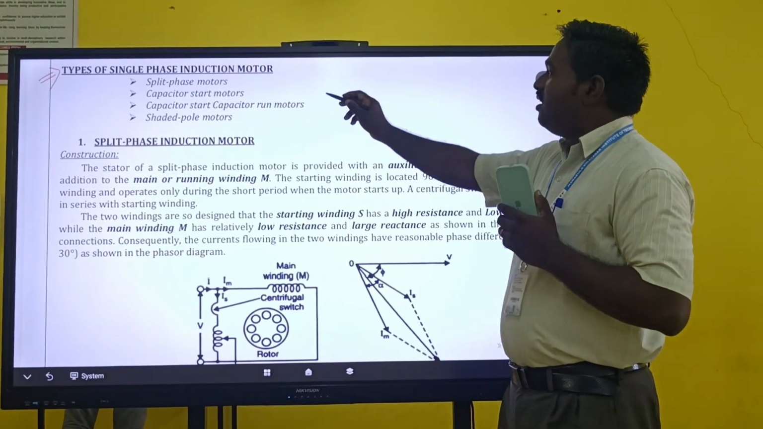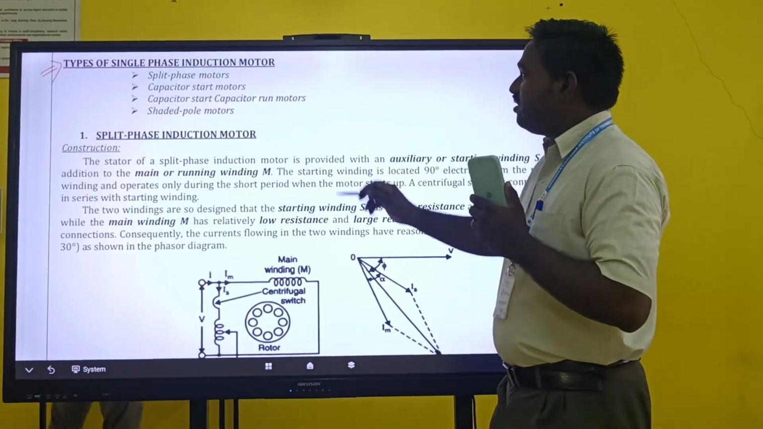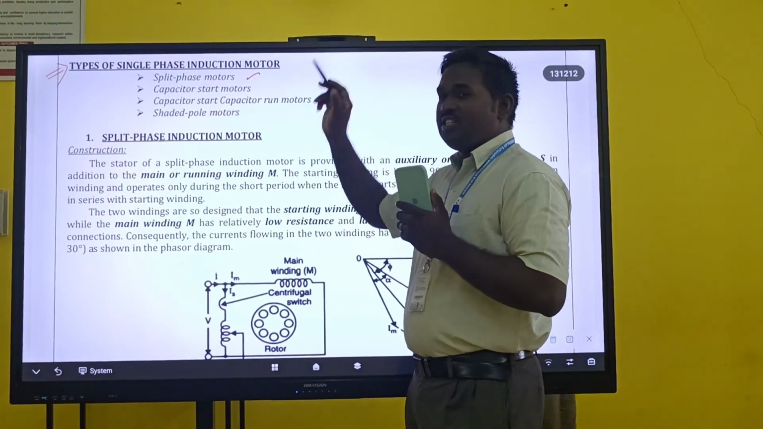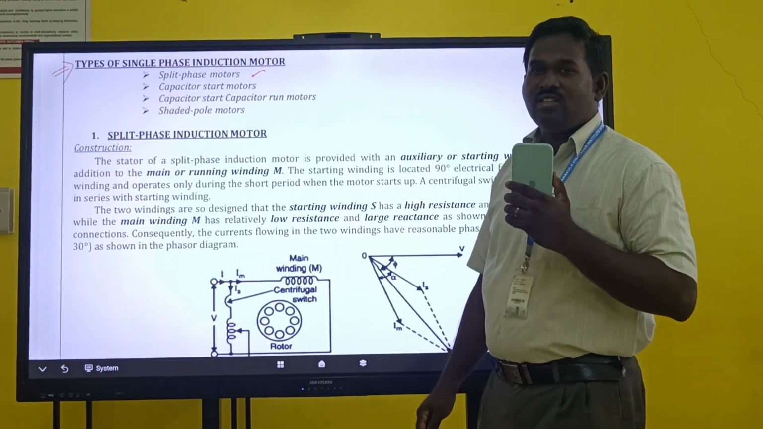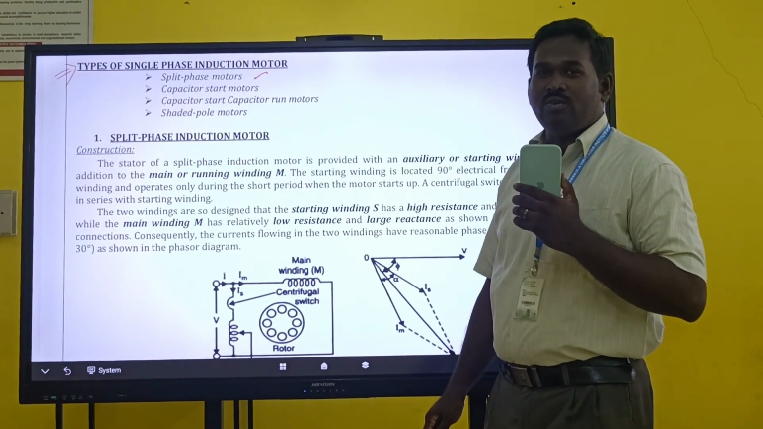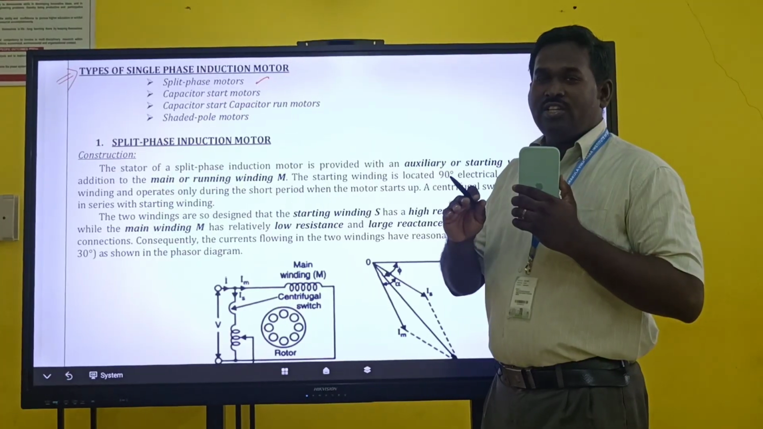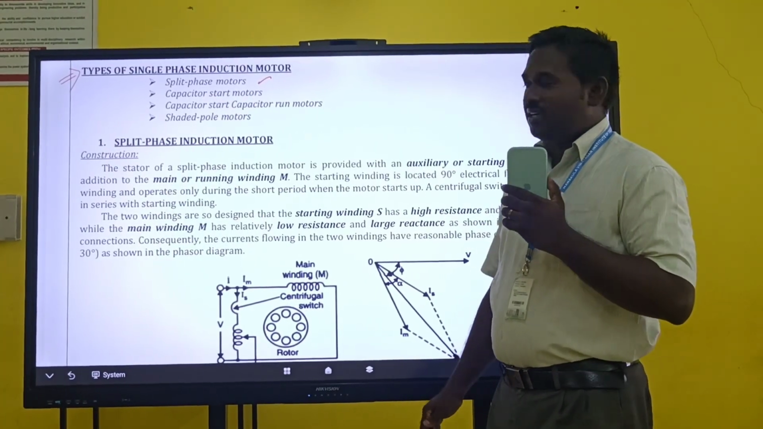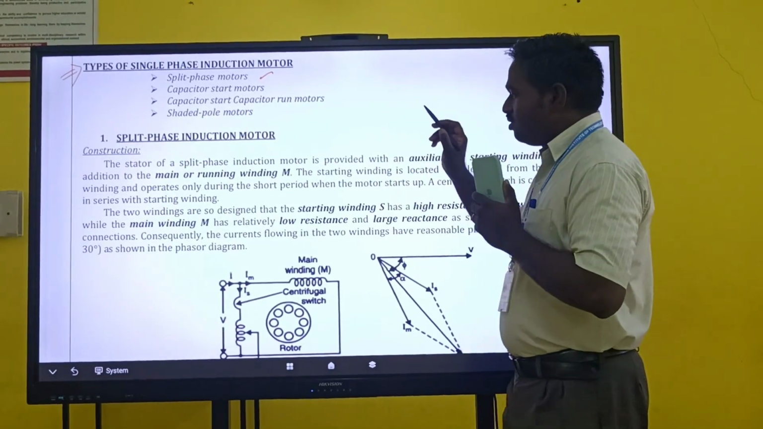Today I am going to handle different types of single phase induction motor. First we are going to discuss the split phase induction motor, in which a single phase is converted into two different phases so that we can make the machine start from the initial zero condition to the sub-synchronous speed. So first we are going to discuss the split phase induction motor.